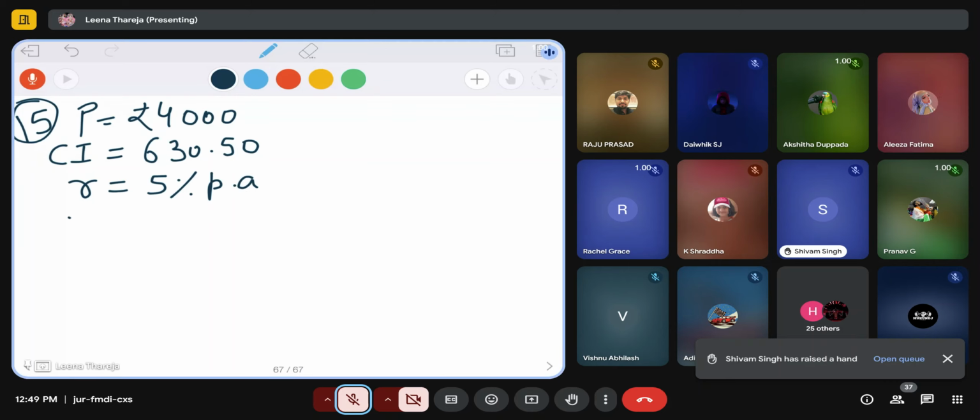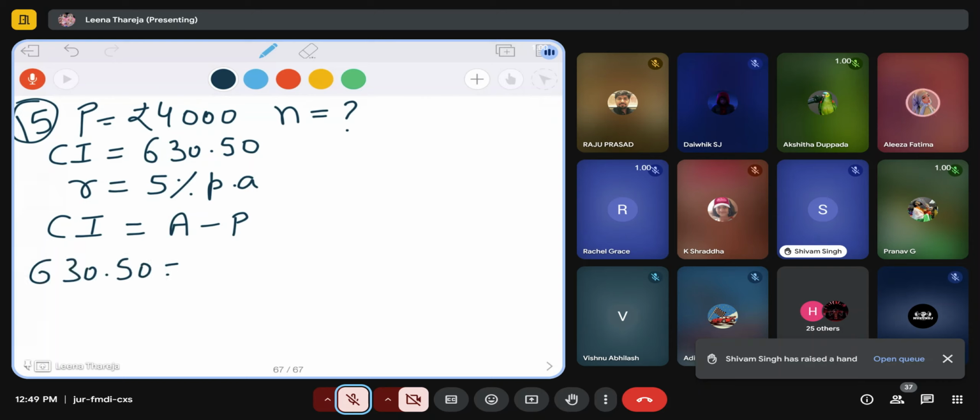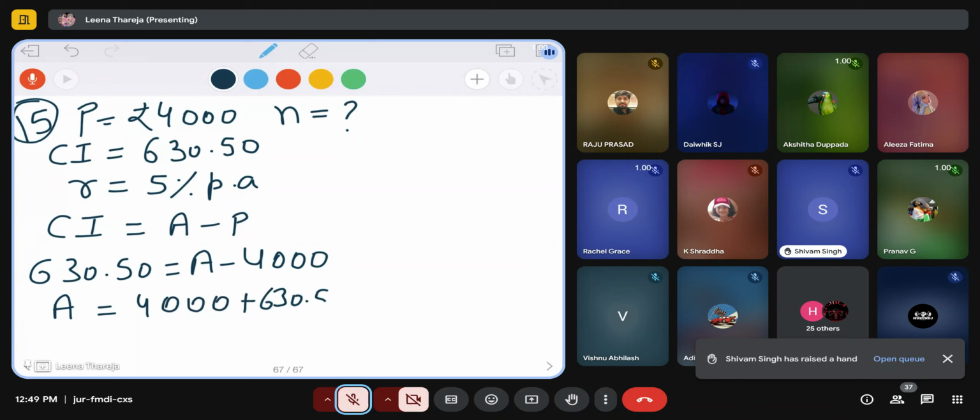Okay, if CI is there, you will use the CI formula, correct? As I told you in the beginning also, CI is amount minus principal. The CI is 630.50. Amount I don't know. Principal is 4,000. Now to get the amount, the 4,000 is to be shifted to the other side. So we will add it: 4,000 plus 630.50, which will be 4630.50.